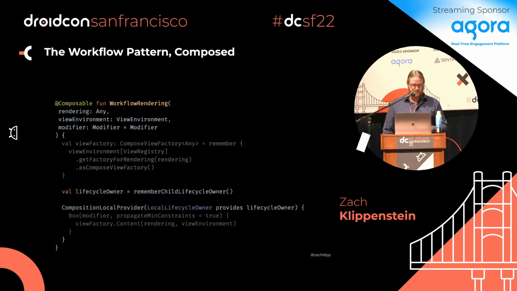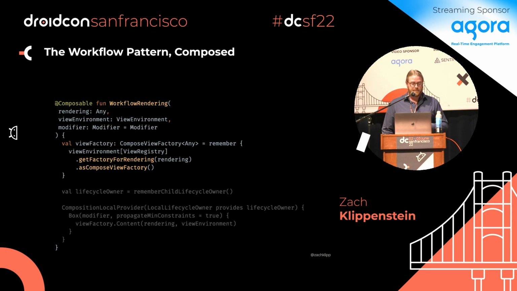So are we done now? Not quite. If you read this code carefully, you might have noticed a potential bug. We're remembering something that is derived from parameters to the function, the rendering and view environment parameters. What happens if they change? The caller can recompose at any time and decide to pass a completely different rendering with a different type. Because we're deriving the view factory from the rendering, but remembering it indefinitely, we'd end up with the wrong factory and crash when we ask it to show an incompatible value.